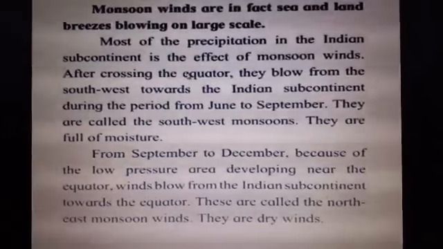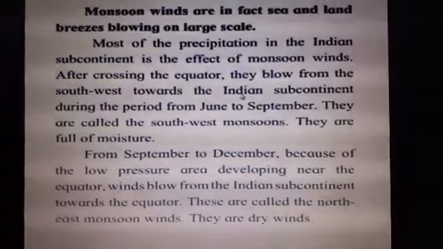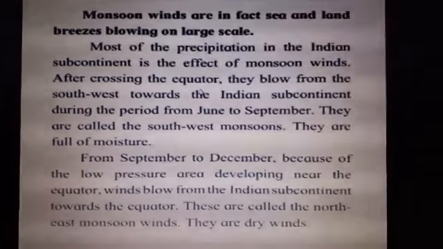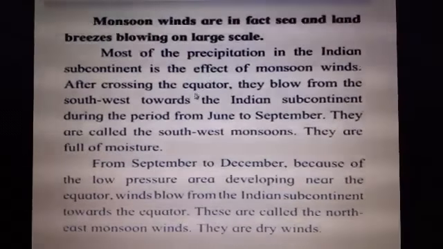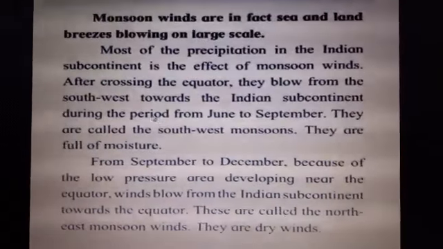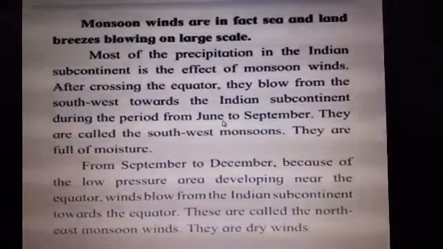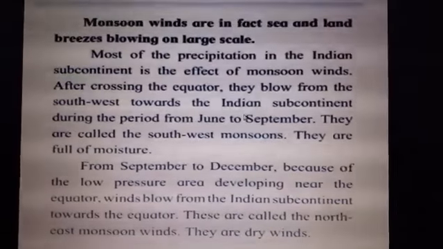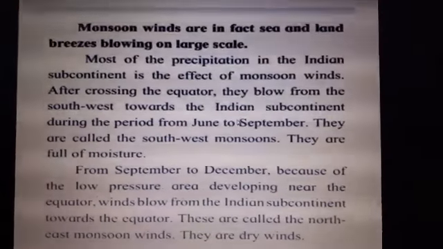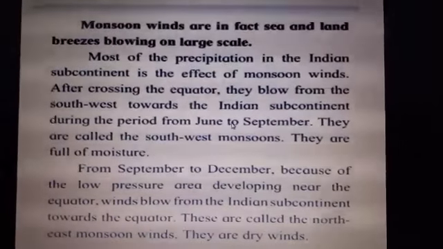After crossing the equator, they blow from southwest towards the Indian subcontinent. So after crossing the equatorial region, they are blowing from the southwest towards the Indian subcontinent during the period from June to September. So in which season the winds are blowing? They are blowing from June to September. And that is why, children, we have the rainy season as the June to September period. Those 4 months are the rainy season.